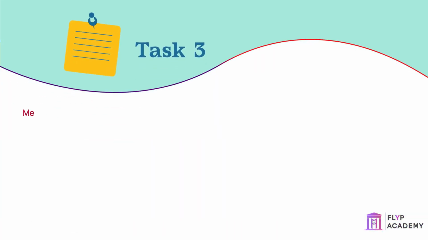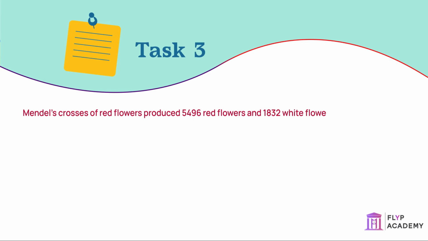Task: Mendel's crosses of red flowers produced 5,496 red flowers and 1,832 white flowers. Explain why Mendel's crosses gave him these results. Red flowers must have a genotype of capital R, lowercase r, so they were heterozygous. This means 75% of the offspring would be red and 25% white.